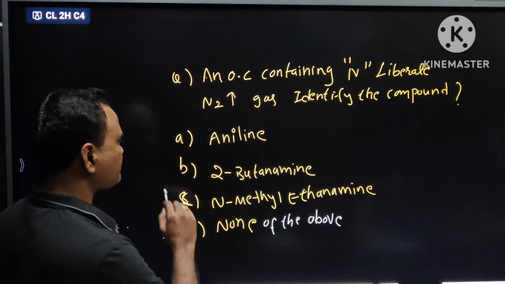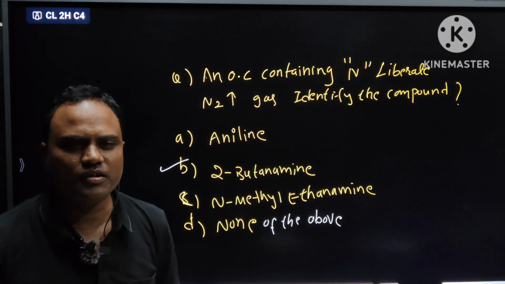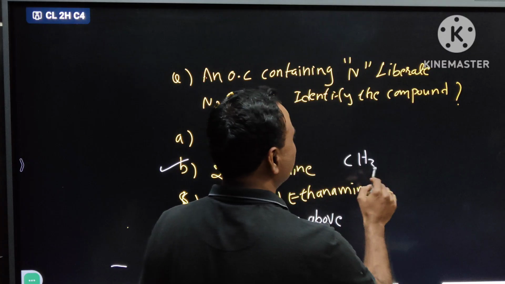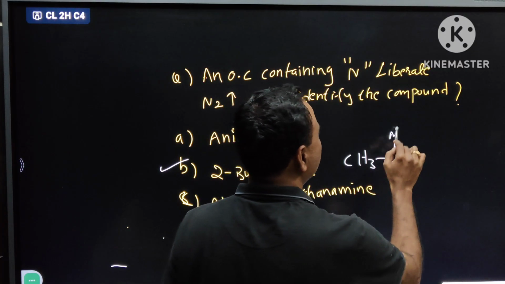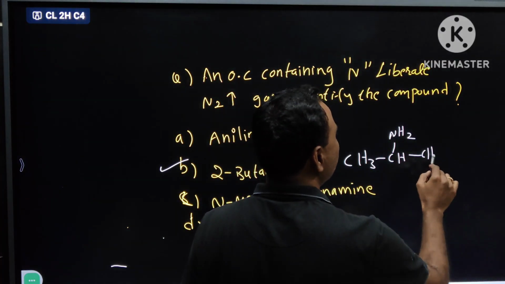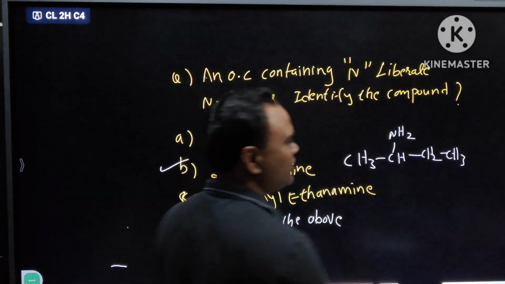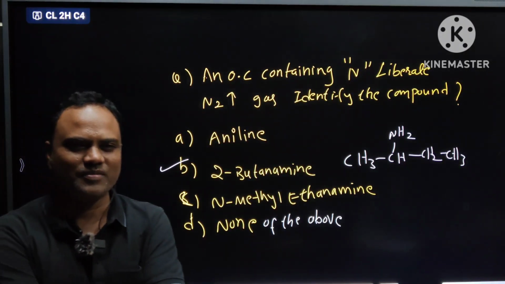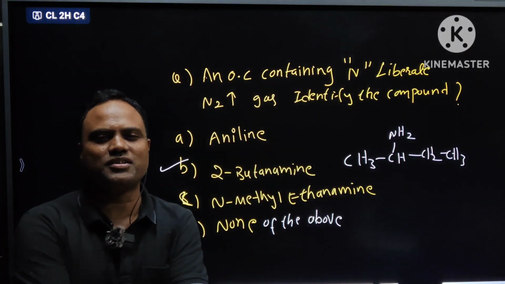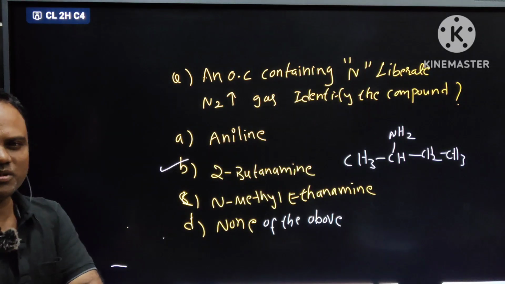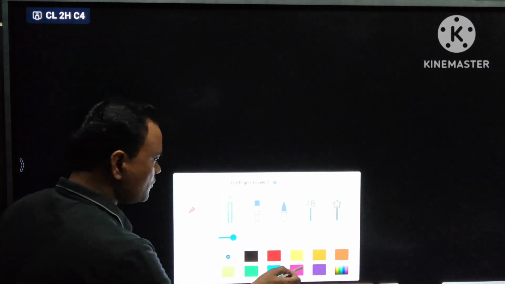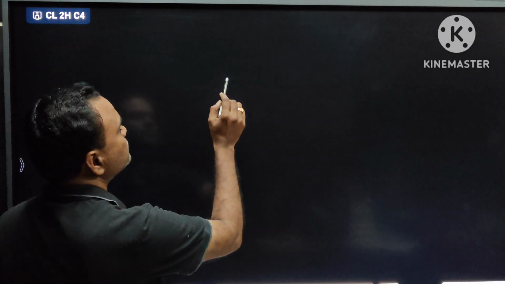2-butanamine. This is 2-butanamine. Which amine is it? Primary amine. Okay, that's why nomenclature is very important for amines, because most of the questions are related to it. So you just go through the nomenclature again. We will do different questions.